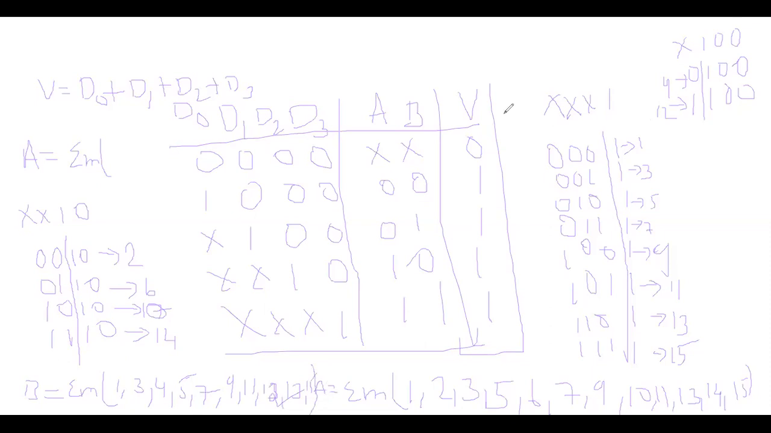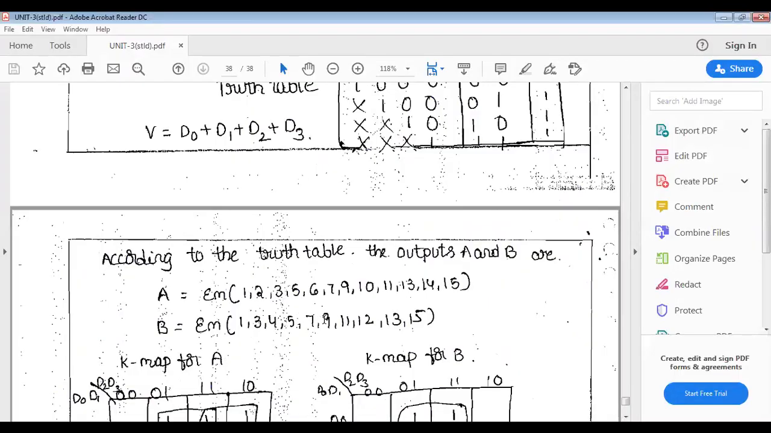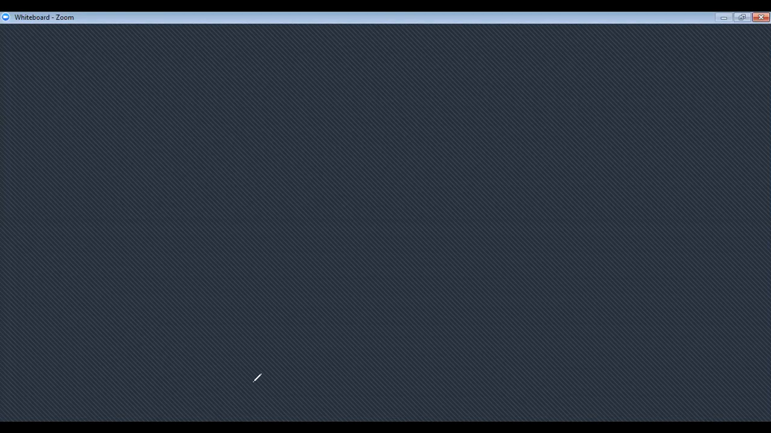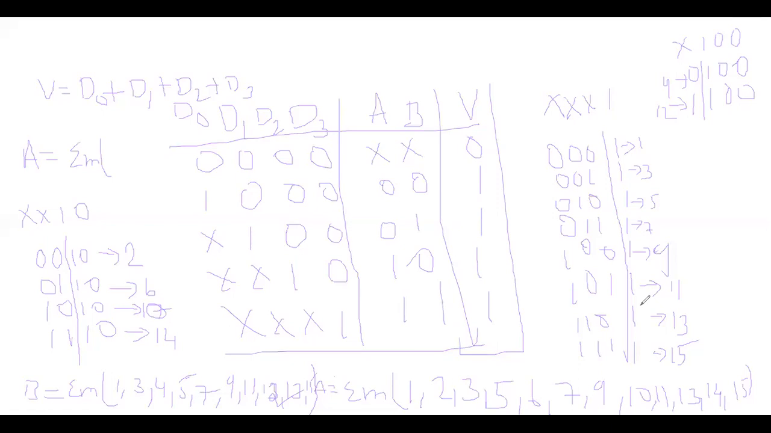See whether it is right or wrong. 1, 3, 4, 5, 7, 9, 11, 12, 13, 15. Okay, like that we'll get the minterms. Whatever the options are there, they don't care about the highest priority. We are giving that for one or more number of inputs.